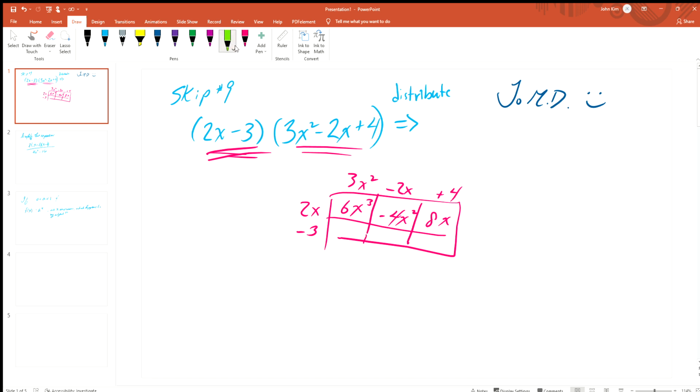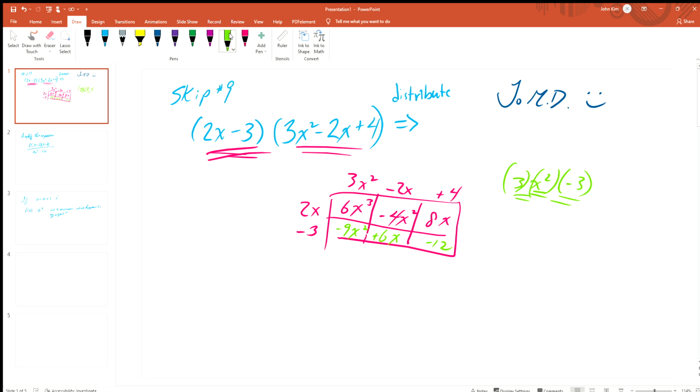Let's do the second row. Negative 3 times 3x squared is negative 3 times 3 is negative 9x squared. Let's try that again. 3x squared times negative 3, right? So this means 3 times x squared. So 3 times negative 3 right there is going to be negative 9x squared. Negative 3 times negative 2x is positive 6x. Negative 3 times positive 4 is negative 12.